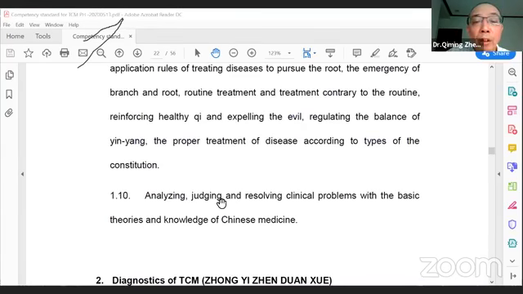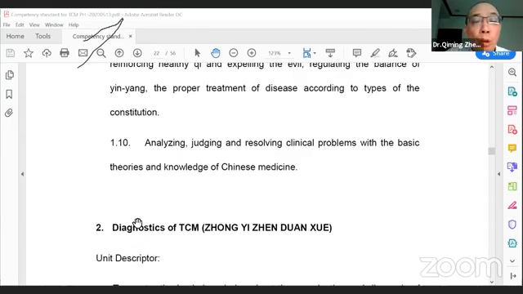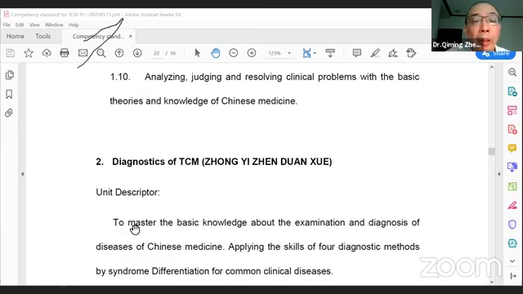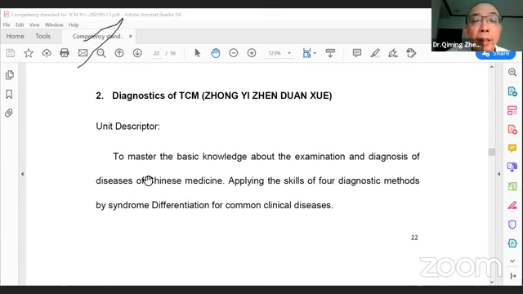Analyzing, judging, and resolving clinical problems with the basic theories and knowledge of Chinese medicine. Only when you finish the theories of traditional Chinese medicine are you able to enter the next step, the diagnostics of TCM. The unit descriptor is to master the basic knowledge about the examination and diagnosis of disease in Chinese medicine, applying the skills of 4 diagnostic methods by syndrome differentiation for common clinical disease.